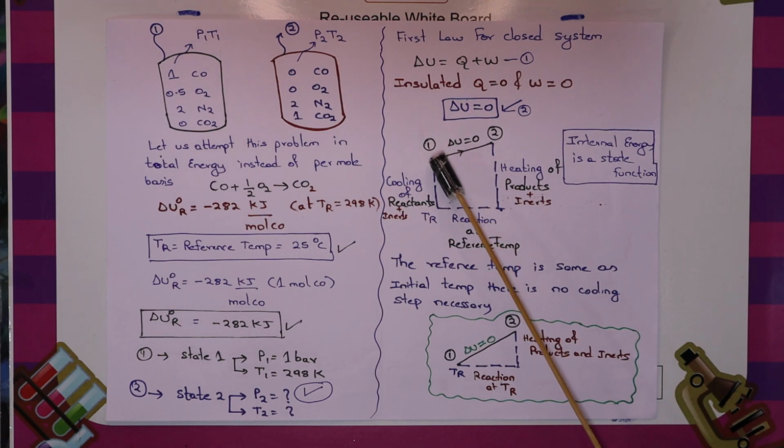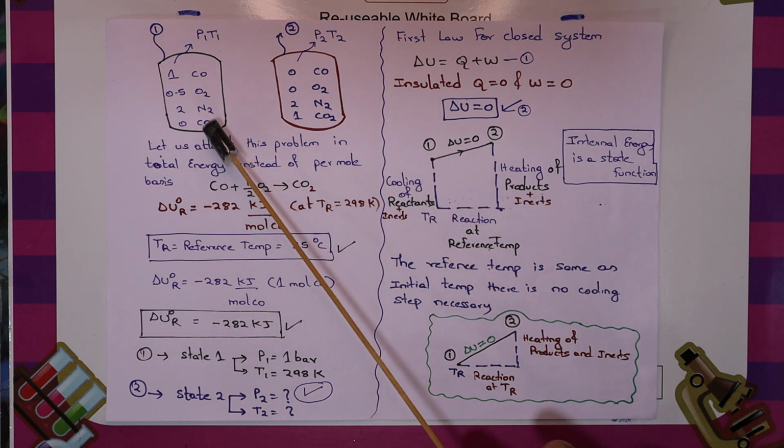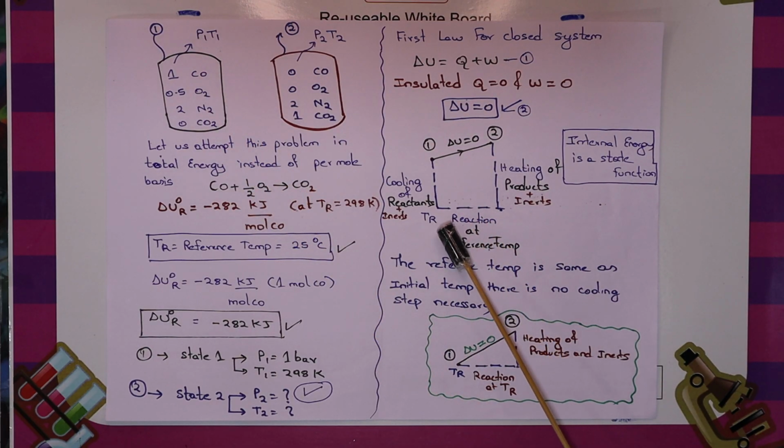First of all, because change in internal energy is a state function, to calculate this path you can follow an alternative path. If the reference temperature and initial temperature are different, first of all you need to cool the system to the reference temperature. That means cooling the reactants plus inerts to 298 Kelvin.